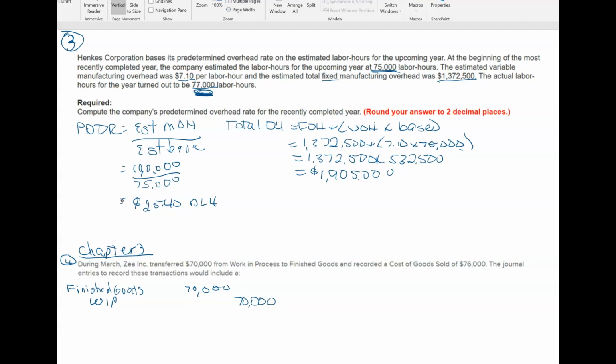The second one is to record cost of goods sold. Cost of goods sold is recorded once the items are sold. Before they're sold, they're sitting in finished goods. We need to take them out of finished goods and recognize the cost. We're going to debit cost of goods sold $76,000, and credit finished goods.